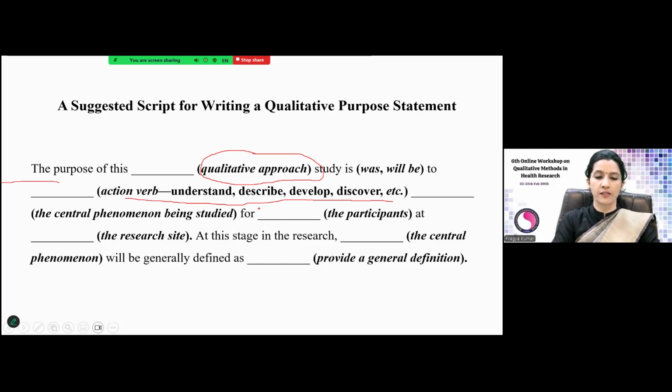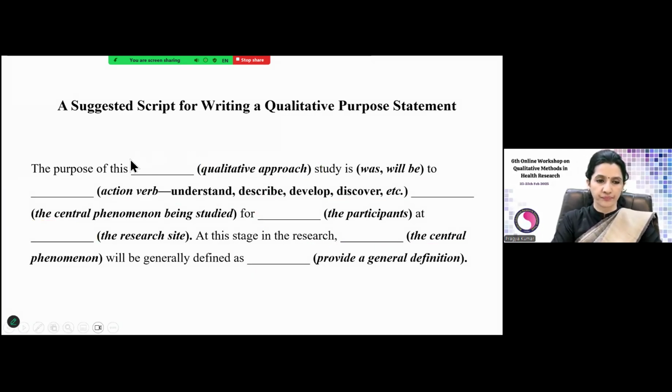"For" means the participants, so you have to mention this. And then the research site, a tertiary care hospital or a primary health care center, that you have to write. And you have to define the central phenomenon also. But at this stage, this central phenomenon is defined by giving a general definition.